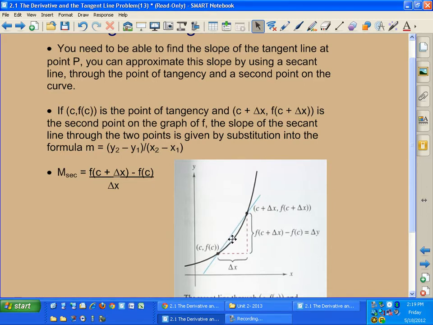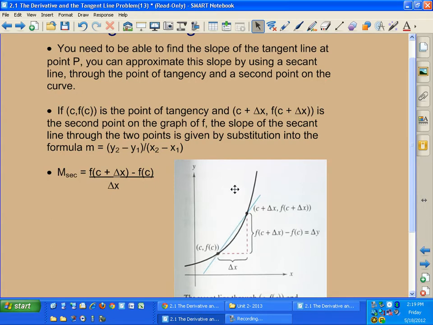But they realized, using limits, that if they pushed these 2 points ever closer and closer together, so close that they look like the same point, then you are possibly getting a tangent line at one particular point. So all of this is talking about using a secant line to approximate the tangent line.